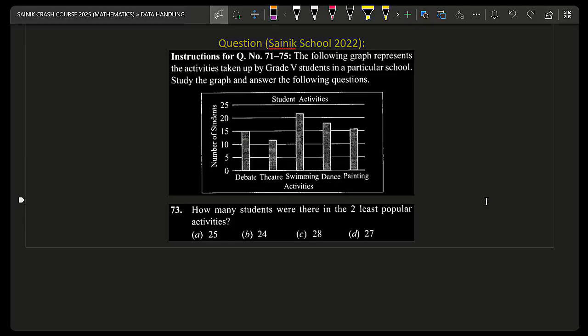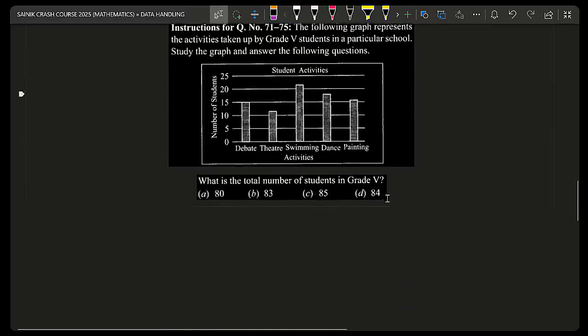What is the first one? Sir, theatre activity. Theatre, how many? Sir, theatre 12, sir. Debate 15. 12 plus 15 is 27. Yes, 27. Next question.